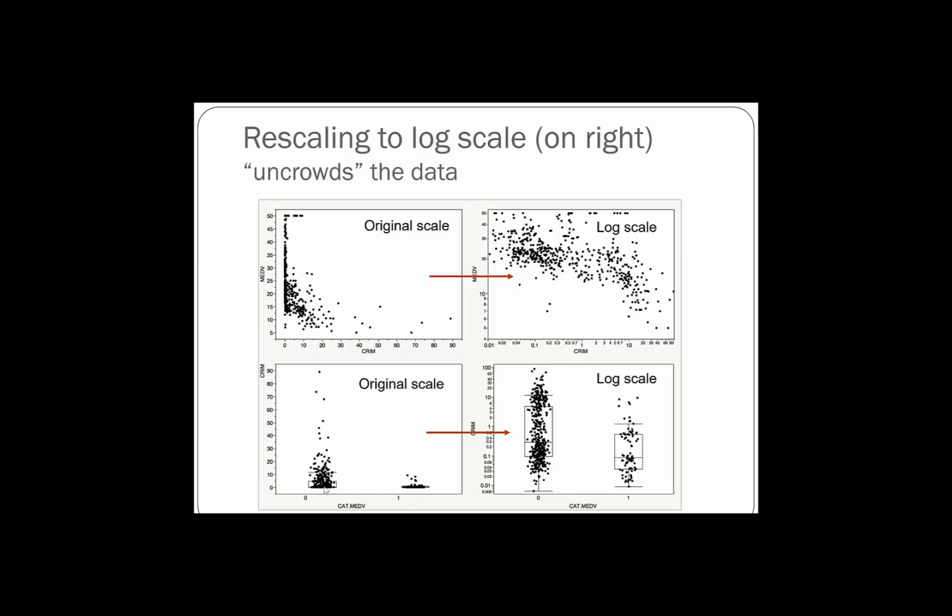And you can see the same thing here. On the original scale, we've got the categorical median value and crime rate on the y-axis. You can see there's a bunch of crowding down here and here, and if we take the log, then we get things that look more spread out and would be more conducive to the statistical methods that we've learned in Stat 601.